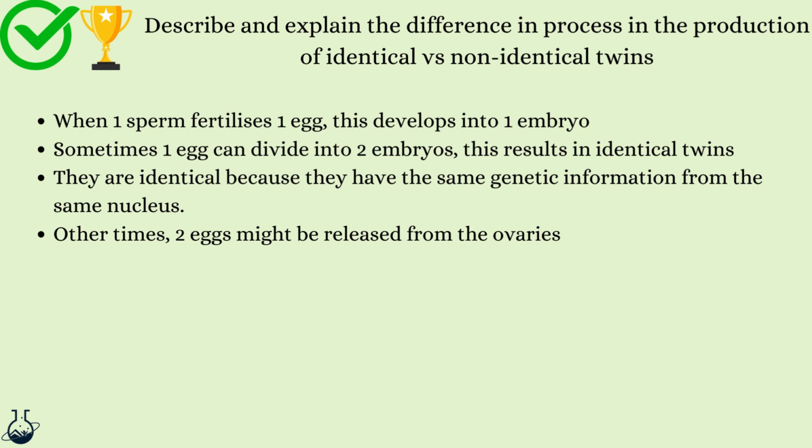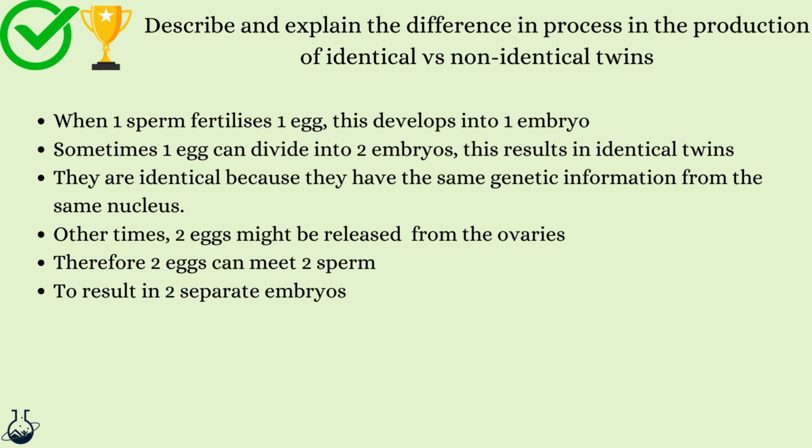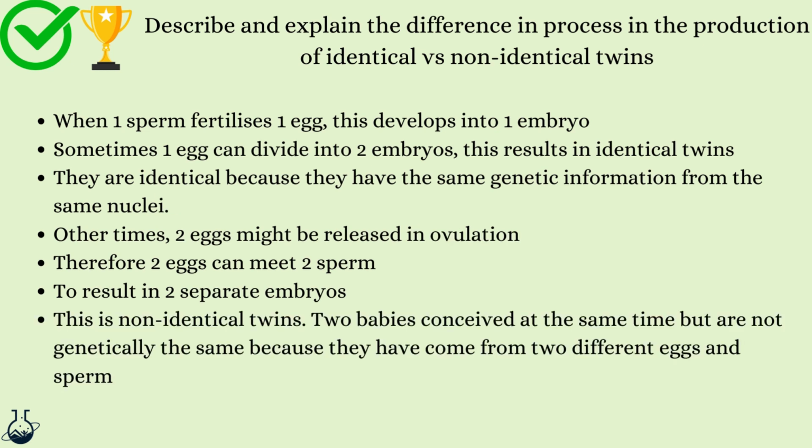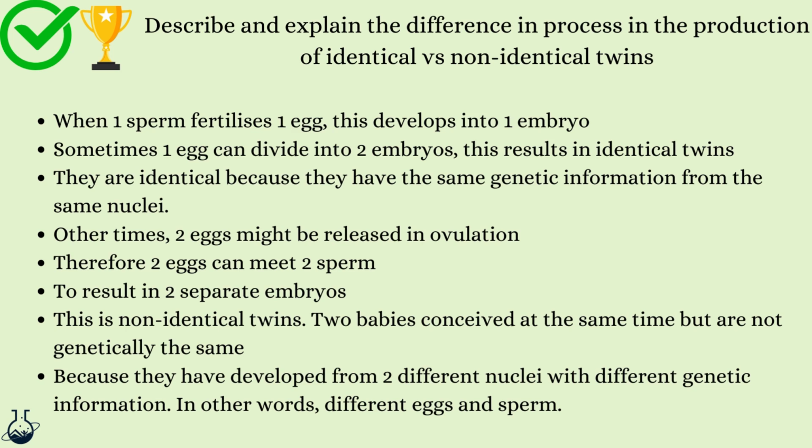Other times, two eggs might be released from the ovaries. Therefore, two eggs can meet two sperm to result in two separate embryos. This is non-identical twins, two babies conceived at the same time but not genetically the same, because they developed from two different nuclei with different genetic information. In other words, different eggs and sperm.